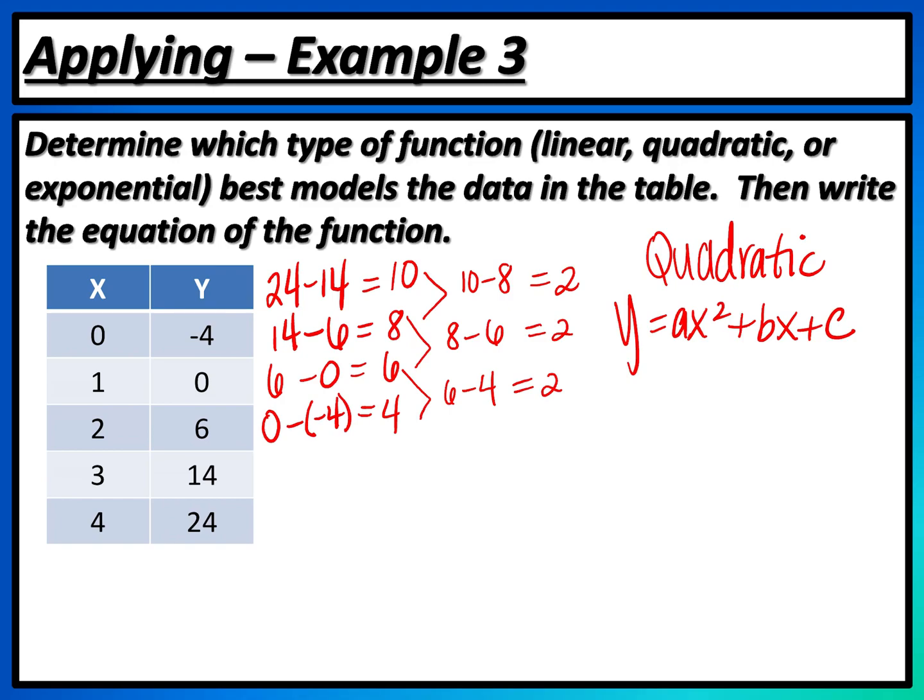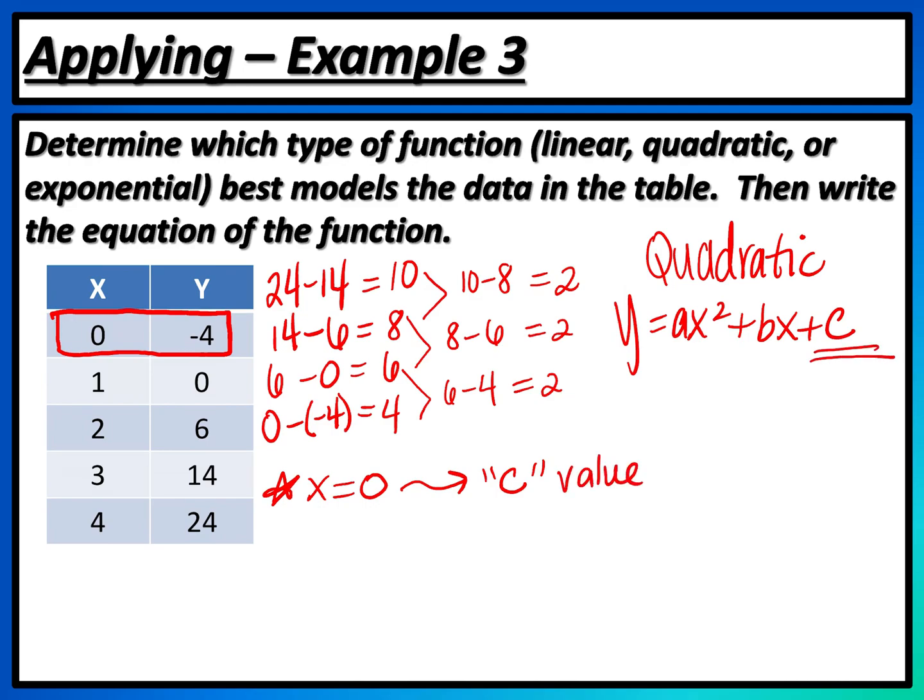So we have to make a system. Before that, we have to identify some other things in the equation. The first thing to know is that this ordered pair that has an x value of 0, when x equals 0, that's the c value in our equation right here. That's going to be the c value, whatever goes with 0. So in this case, c equals negative 4. That's step 1.